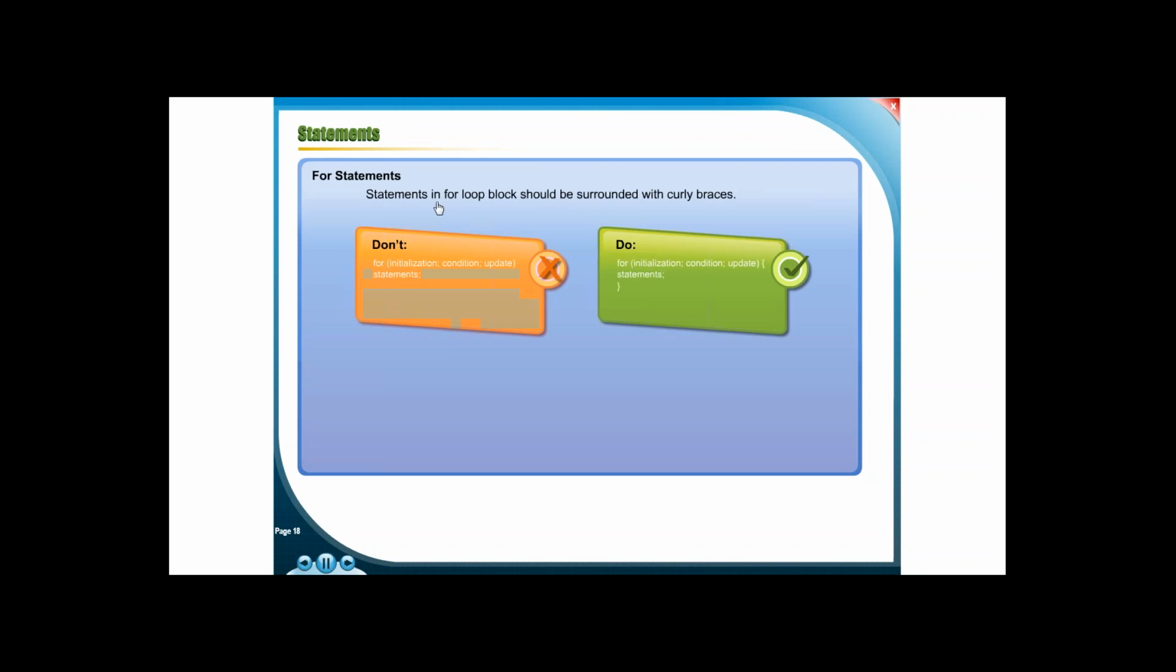For statements: statements in a for loop block should be surrounded with curly braces. And here you can see a for loop, open brace, close brace. Even though there is a single statement, it is advisable to go for body curly braces. And any empty for statement, one in which all the work is done in the initialization, condition, and update clauses, should have the following form. You can see a semicolon at the end.